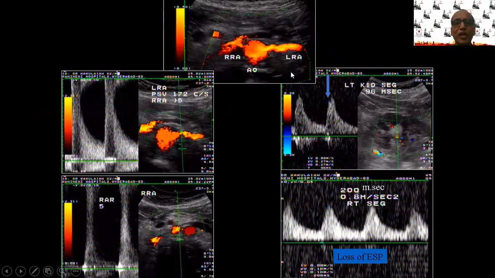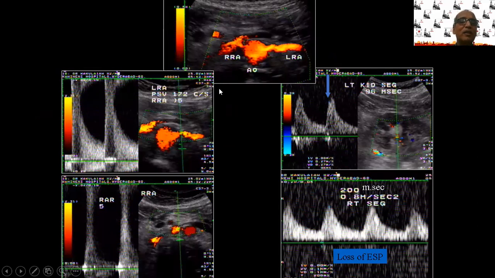So this is one patient who had bilateral renal artery stenosis. You have the power Doppler here showing the area of stenosis, but you make a diagnosis of stenosis based on the peak systolic velocity. So here you have an elevated systolic velocity on the left main renal artery. This is the aorta, this is the left main artery, more than 172 centimeters per second.